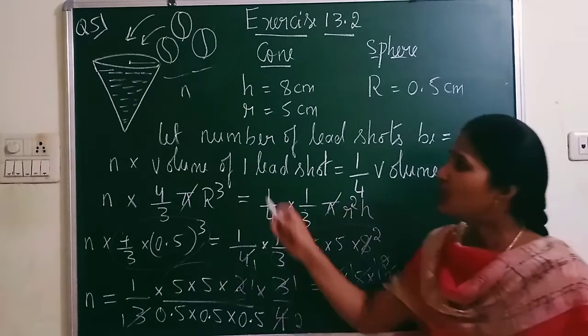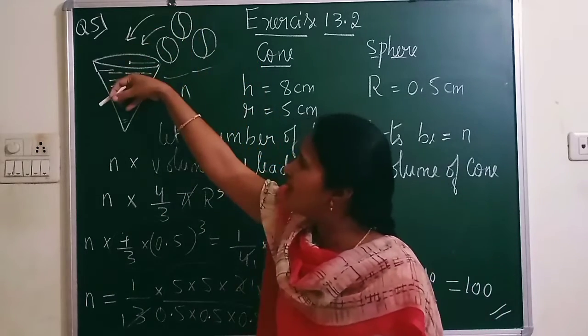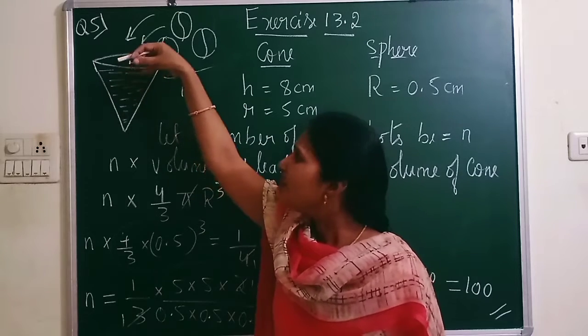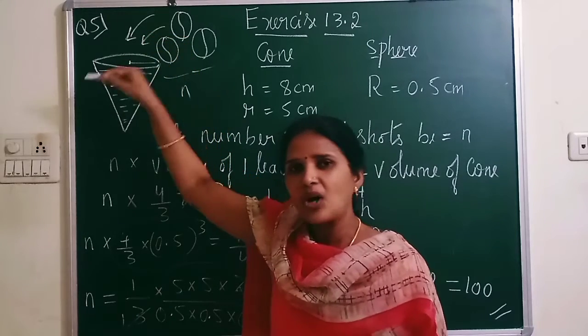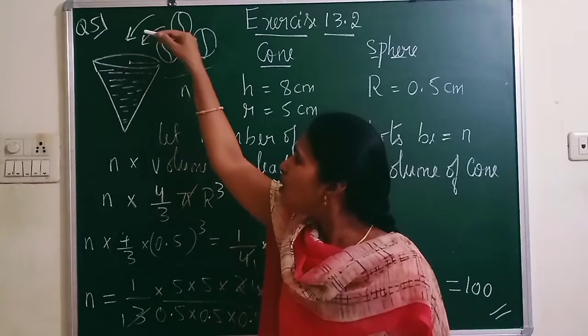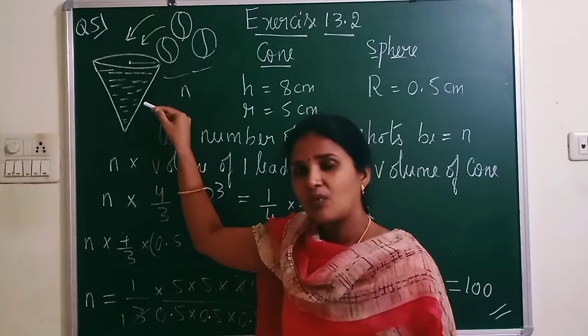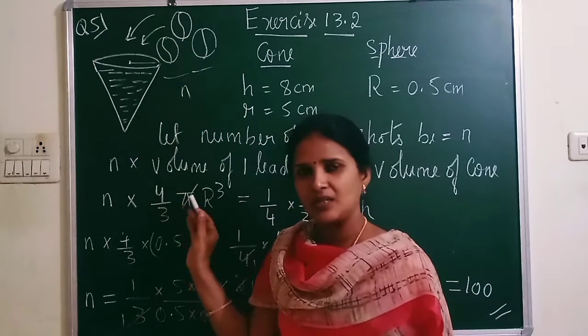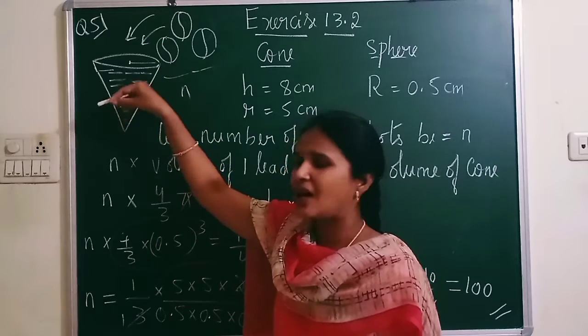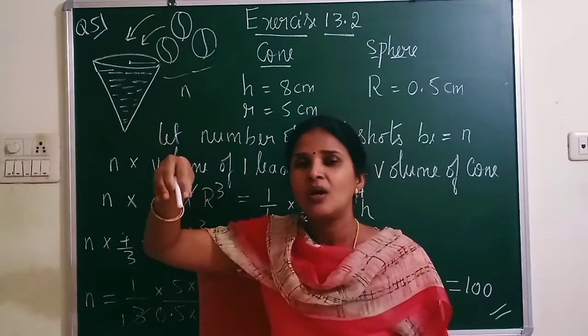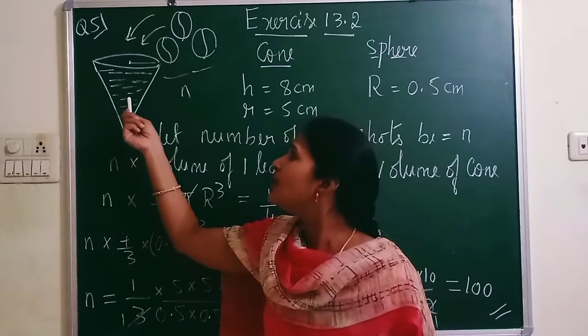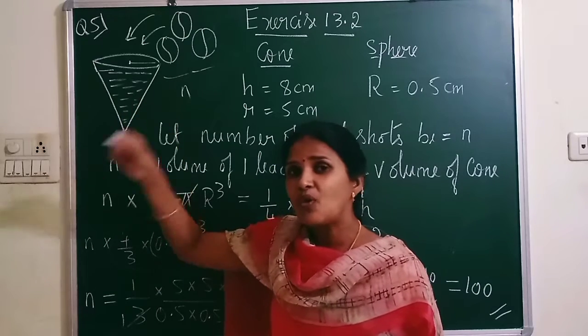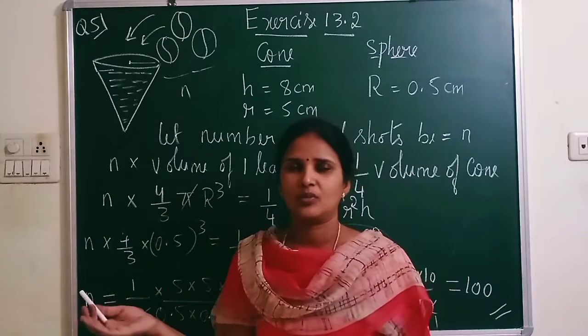100 lead shots. When you put 100 lead shots in the conical vessel which is filled with water, 1/4 the volume of the cone will fall out. That is, when you put 100 lead shots inside the cone, 1/4 the volume of the cone, that much water will fall out of the cone. So that is the concept.